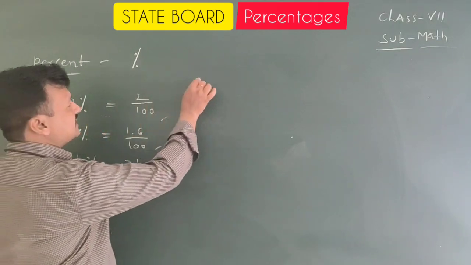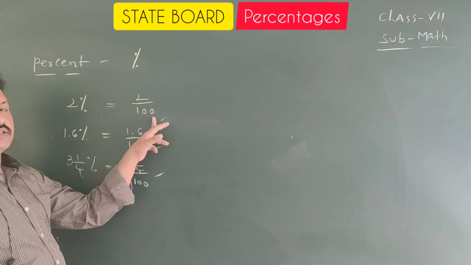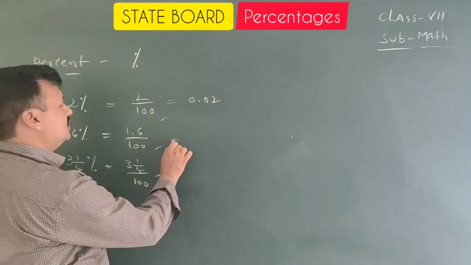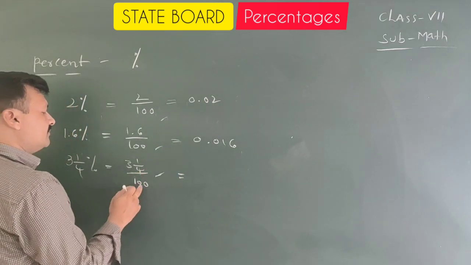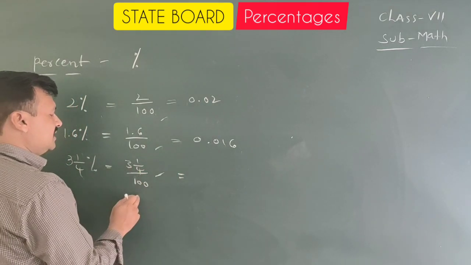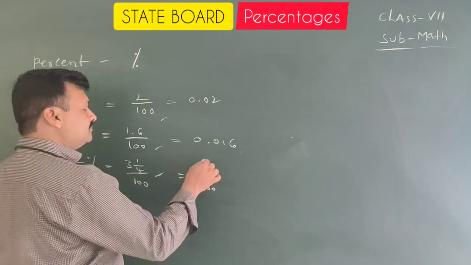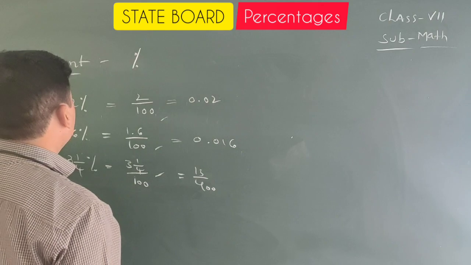You can write it as a fraction as well as in decimal form also. 2% means 2 by 100 in fractional form. Here the decimal form is 0.02. Here 0.016. Here 3.14 by 100, 13 by 400 is the fractional form. Then ratio also can be said. Okay, percentage as a fraction and decimal.